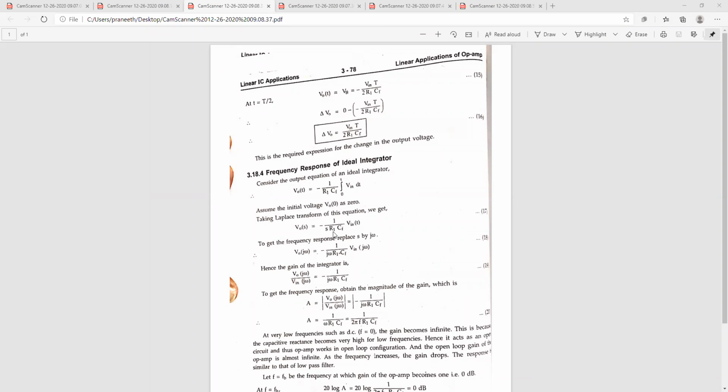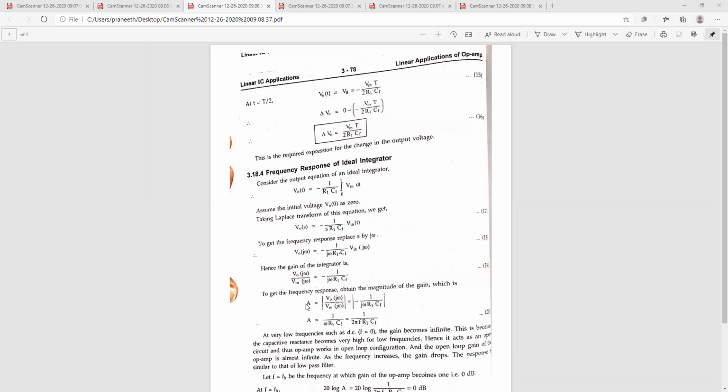In place of S, just replace S by j omega. So if I replace S by j omega, I get V naught of j omega equals minus 1 by j omega R1 CF times V in of j omega. Take V in to this side, and you get V naught j omega by V in j omega equals minus 1 by j omega R1 CF. V naught by V in is nothing but gain.